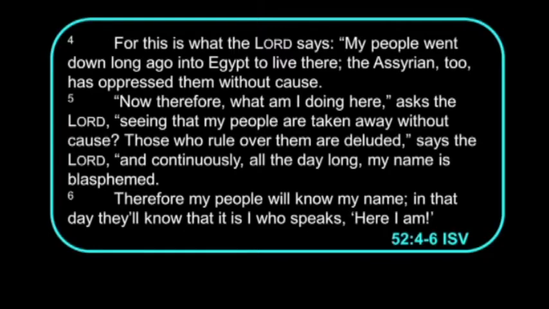That's another of those indications that the Pharaoh of the Exodus was Assyrian, not Egyptian, by the way. But moving on. "Now therefore, what am I doing here, asked the Lord, seeing that my people are taken away without cause? Those who rule over them are deluded, says the Lord, and continuously, all the day long, my name is blasphemed. Therefore, my people will know my name. In that day, they'll know that it is I who speaks.